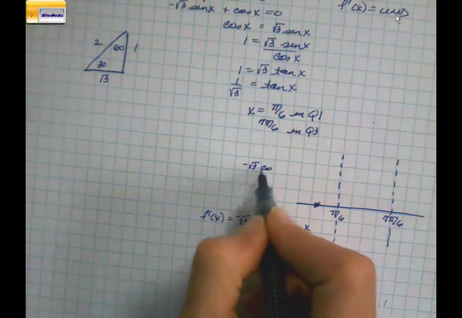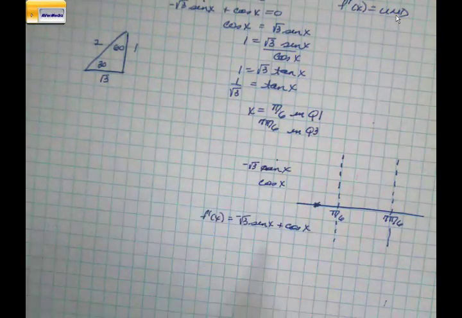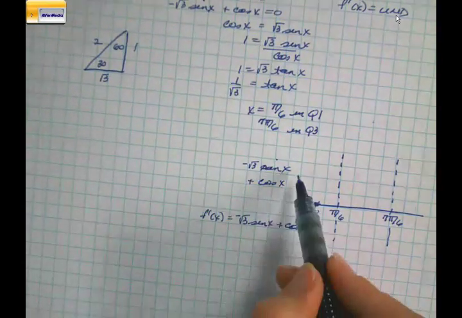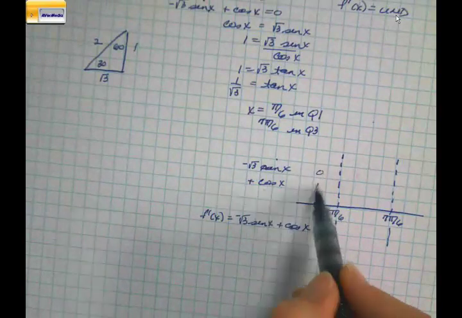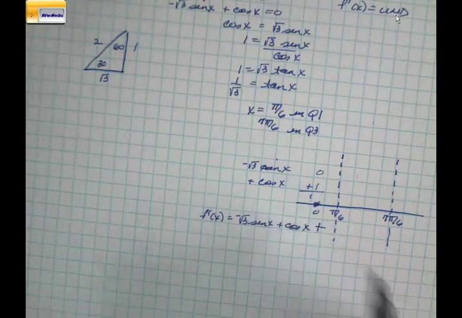So if we did a negative square root of 3 sine x, and we did a cosine x, we're adding these things together, right? We're adding them. Okay, let's pick 0. Sine of 0 is 0, so this would be 0, and cosine of 0 is 1, so 0 plus 1 would make this a positive 1. So this would be positive.